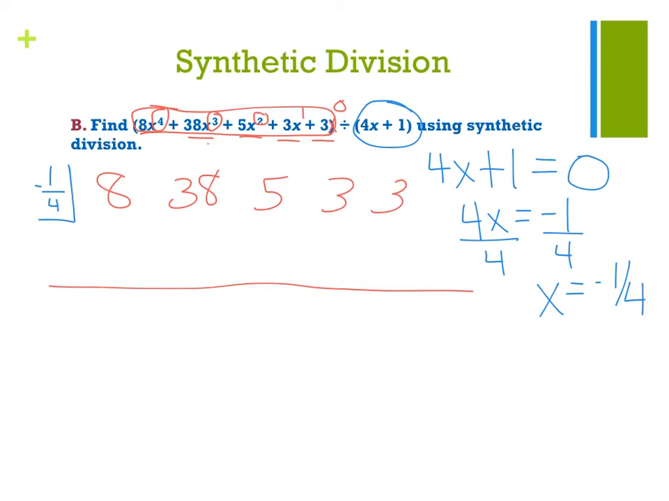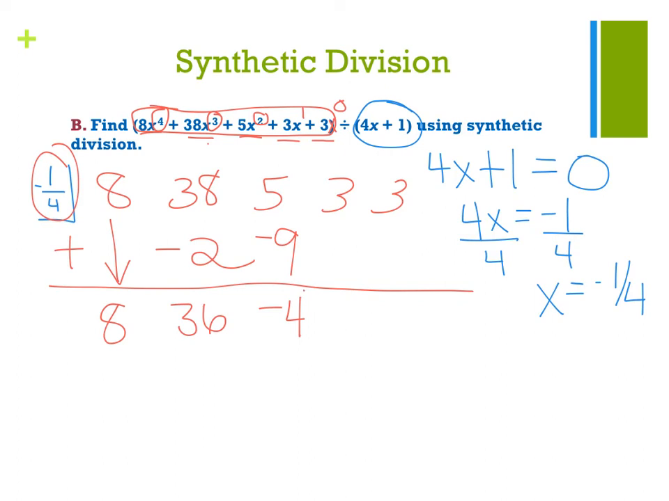at the end. Now, if we start our synthetic division, we start by carrying down the 8. 8 times negative 1/4 is negative 2. I'm going to add my columns. 38 minus 2 is 36. 36 times negative 1/4 is going to give me negative 9. If I add 5 and negative 9, I get negative 4. Negative 4 times negative 1/4. So if I multiply negative 4 and negative 1/4, I get a positive 1.